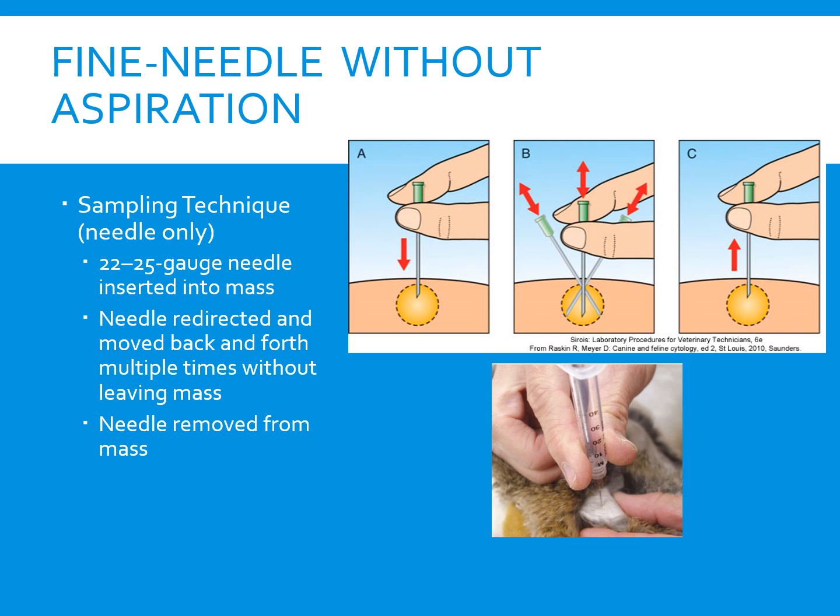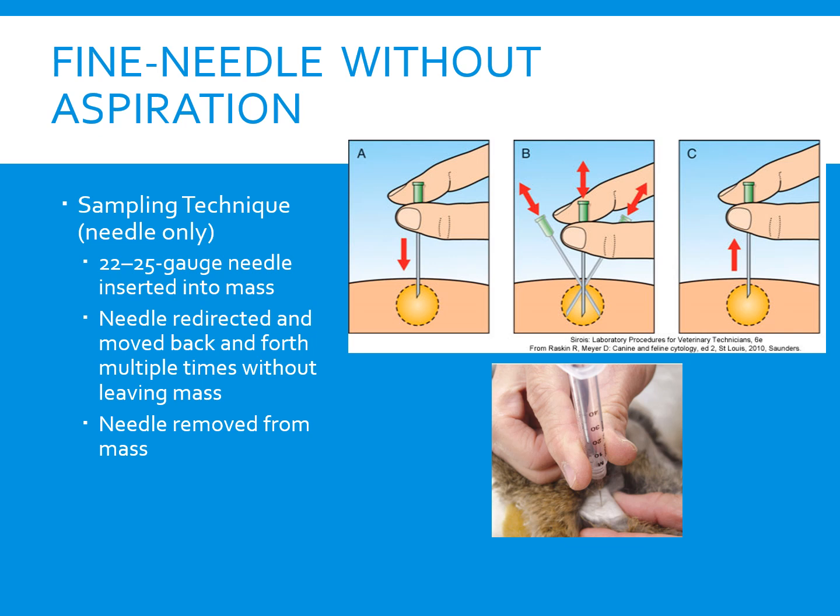The needle is introduced into the mass, and a syringe with the plunger removed may be left attached to the needle to handle it better. And you can see this syringe on the bottom here doesn't have a plunger. We're just using it to direct the needle. The needle is moved rapidly back and forth through the mass 5 to 6 times along the same tract. The cells are collected by shearing and by capillary action.